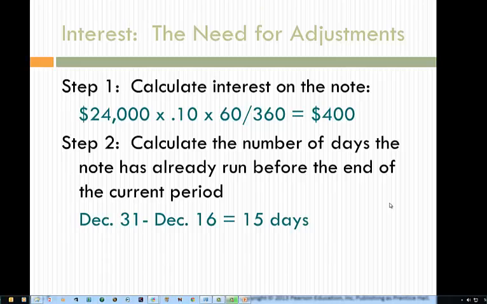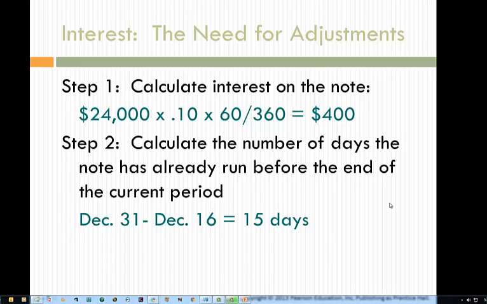The example in the textbook on page 533 says Bog Company receives a $24,000 60-day 10% note on December 16th from Jan Company. Adjusting entries are done at the end of an accounting period, usually December 31st. We need to determine the amount of interest to accrue on December 31st, even though the note has not reached maturity. Let's start by calculating the total interest amount.